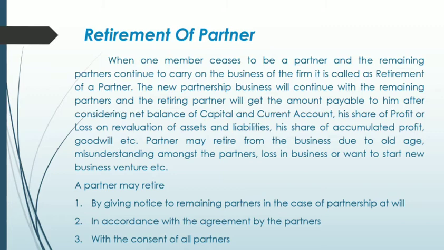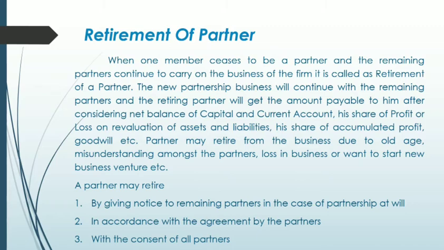The new partnership business will continue with the remaining partners and the retiring partner will get the amount payable to him after considering the net balance of the capital and current account, his share of profit or loss on a revaluation of assets and liabilities, his share of accumulated profit and goodwill, etc. So here the retiring partner will get a certain amount after retirement by considering his capital balance, his share of profit and his share on a revaluation of assets as well as liabilities.